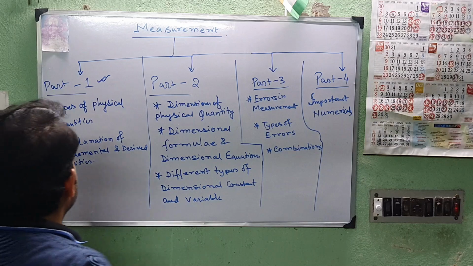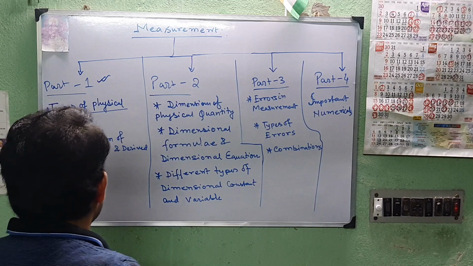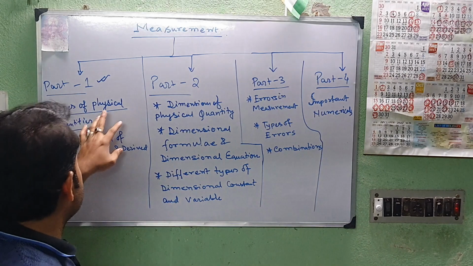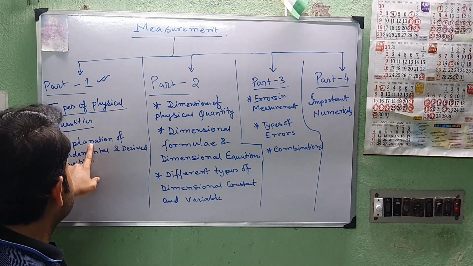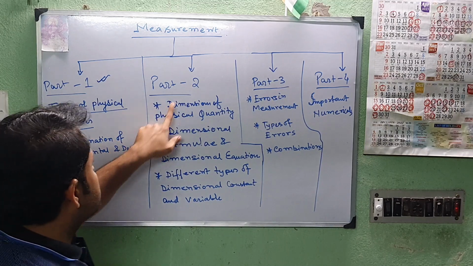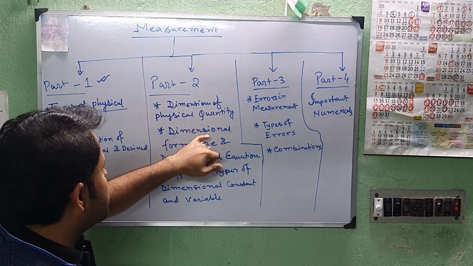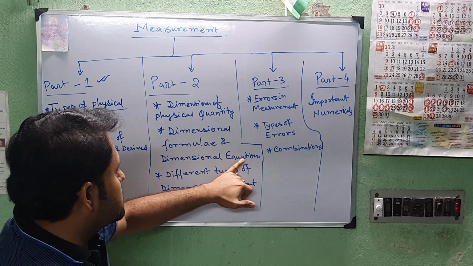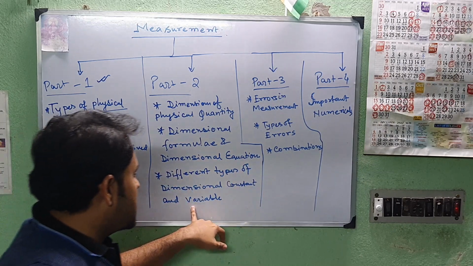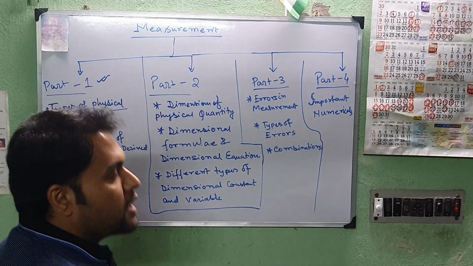Part 1 consists of types of physical quantities. These are the basic physical quantities. There are various basic quantities, and the second part is the explanation of fundamental and derived quantities. Part 2 is the dimension of physical quantity, dimensional formula, dimensional equations, and different types of dimensional constants and variables. This part consists of part 2.